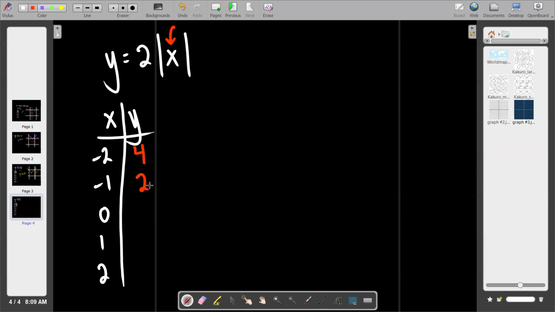The absolute value of 0 is 0. 2 times 0 is 0. And we have found our bounce point because here it goes. If you put 1 in there, what's the absolute value of 1? And 2 times 1 is 2, and there's the bounce. And as you would predict, if you put in 2, you get a 2. 2 times 2 is 4.